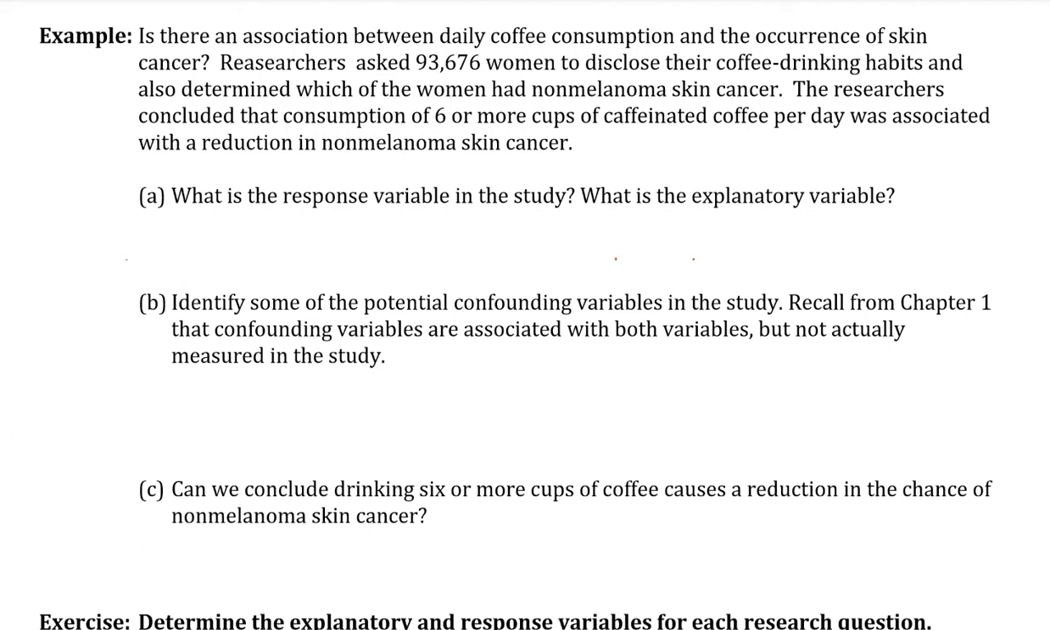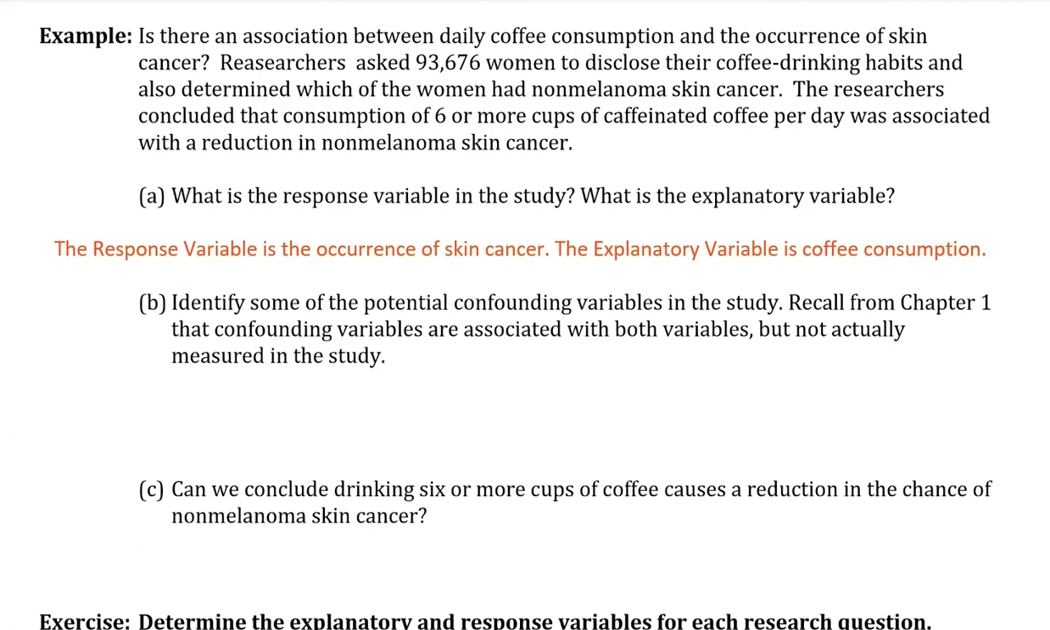What we're trying to say here is that the response variable is the occurrence of skin cancer, whereas the explanatory variable, the variable that we are trying to see helps explain the level of non-melanoma skin cancer, is the coffee consumption. It would make less sense in this case also if we were trying to go the other way around, saying that the occurrence of skin cancer influences the level of coffee consumption.